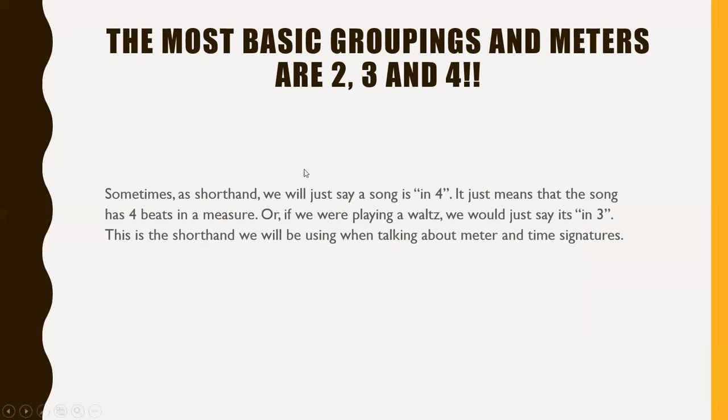As musicians and drummers, I'll sometimes just say, oh, this song is in 4. That just means it has 4 beats in a measure. Or if we're playing a waltz, which is boom, bop, bop, boom, bop, bop, I would say, oh, it's in 3. So when I say stuff like that, we're just using shorthand when we're talking about your time signature.